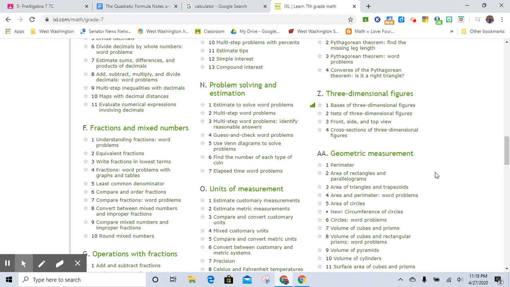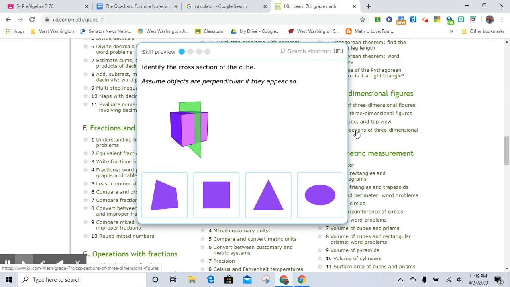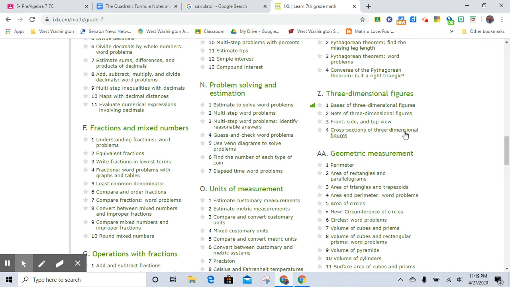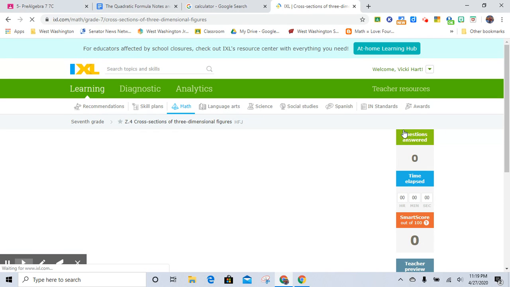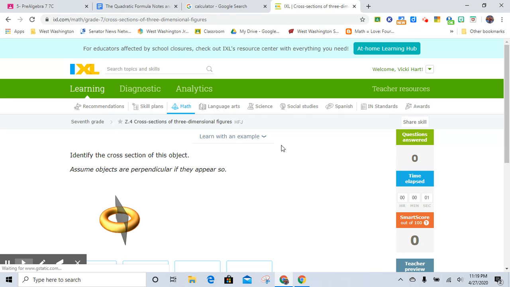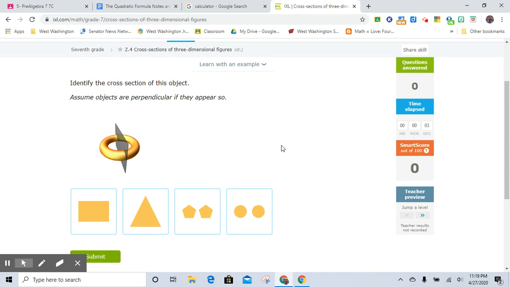Hey, seventh grade. So today your task is going to be going to IXL seventh grade and going down to Z4, which is cross sections of three-dimensional figures. And this one, I would like you to get at least a 90 because I feel like you can definitely do that. So this right here is a cross section, a 2D representation of a cross section.